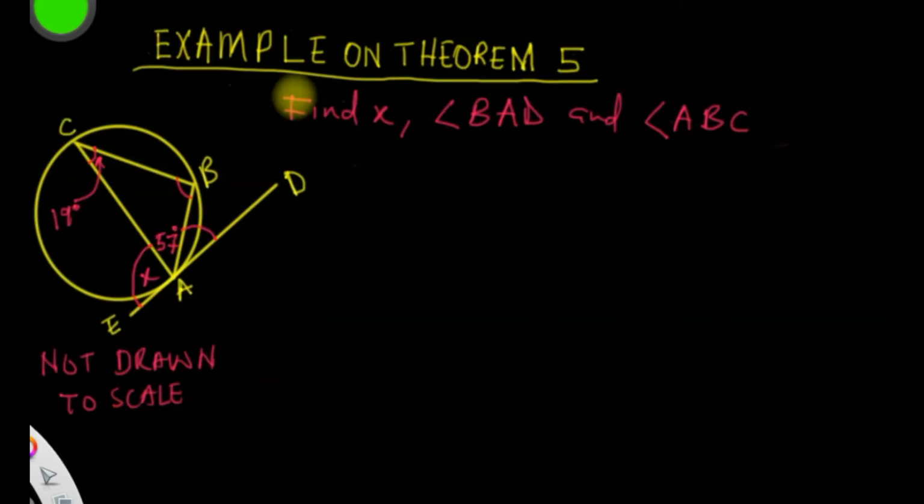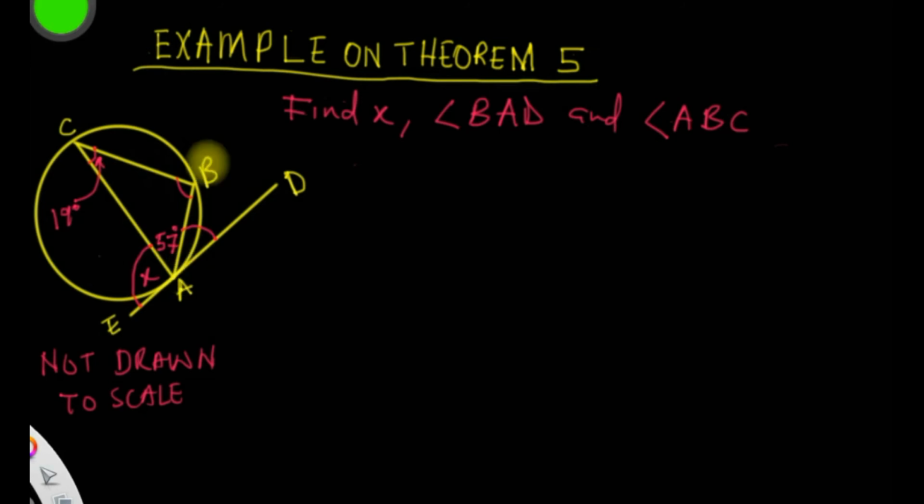Okay, so students, you are welcome back. Let us look at an example on theorem 5, the alternate segment theorem. In this example, we are to find the value of x and angle BAD and angle ABC.